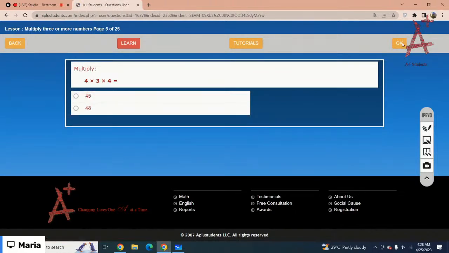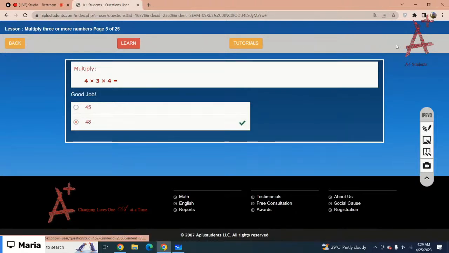Okay, the next one is 4 times 3 times 4. 4 times 3 is 12, and 12 times 4 is, yes, very good. That is 48. 4 times 3 is 12, and 12 times 4 is 48. So the correct option is 48.